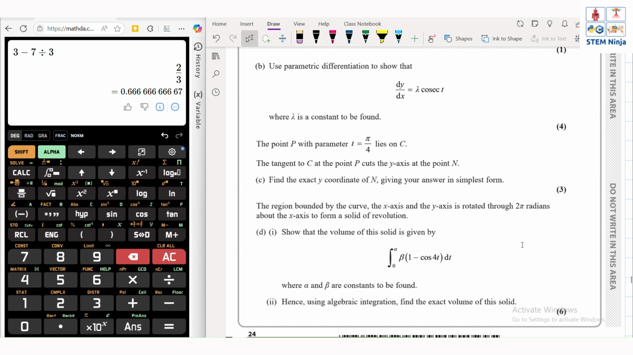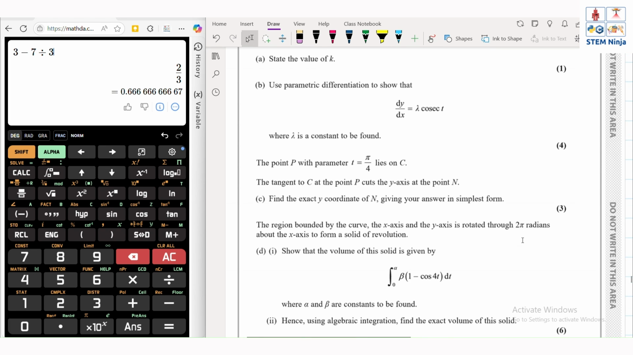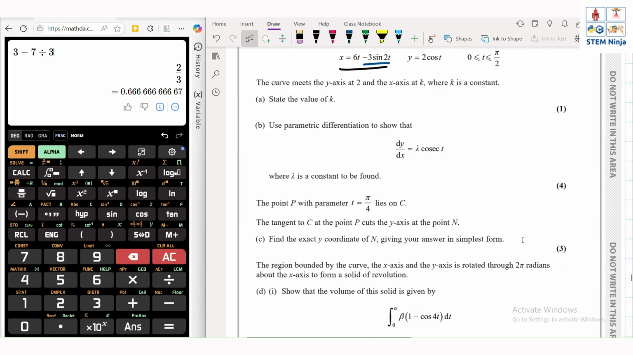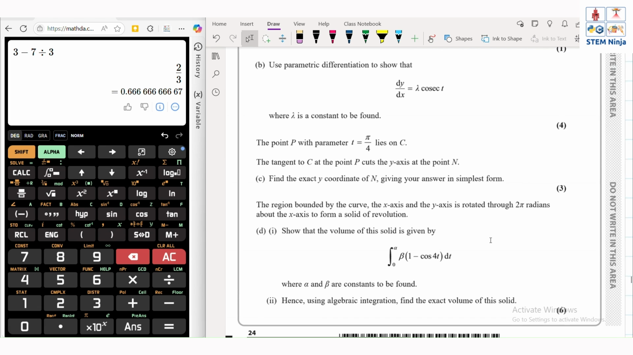The point P with parameter t equal to pi by 4 lies on C. The tangent to C at point P cuts the y-axis at point N. Find the exact y-coordinate of N, giving your answer in simplest form. Okay, so basically we need the tangent to the curve.